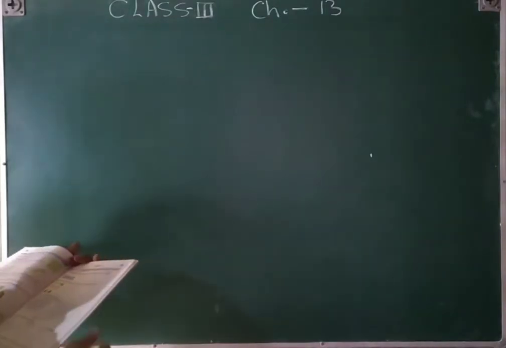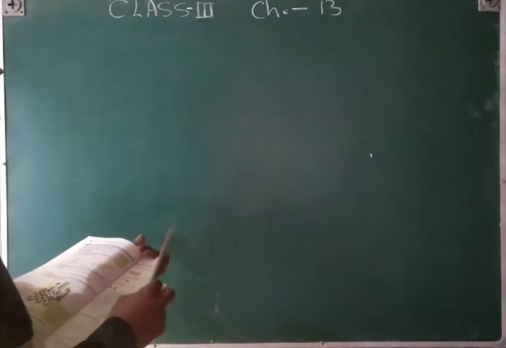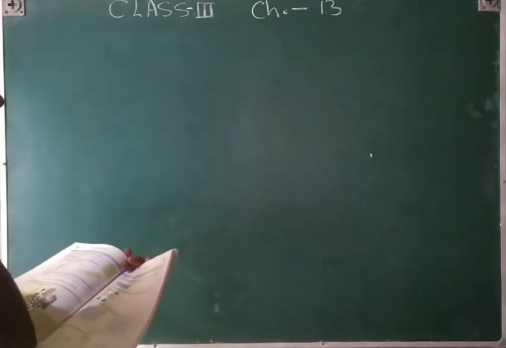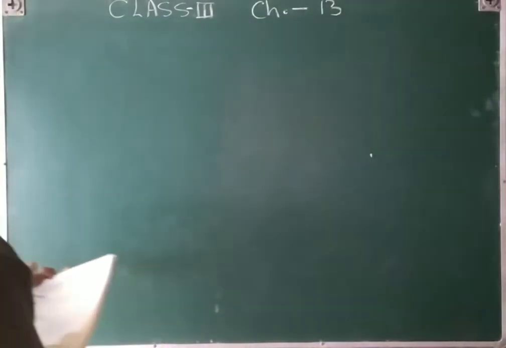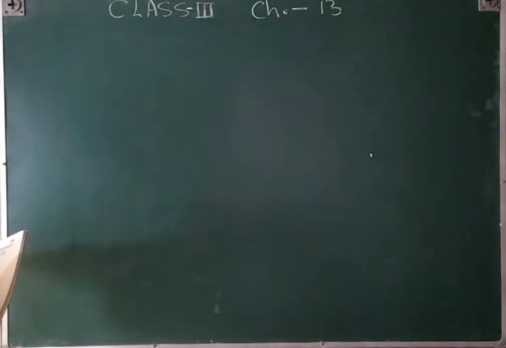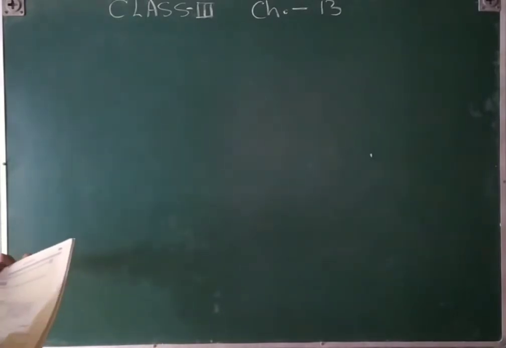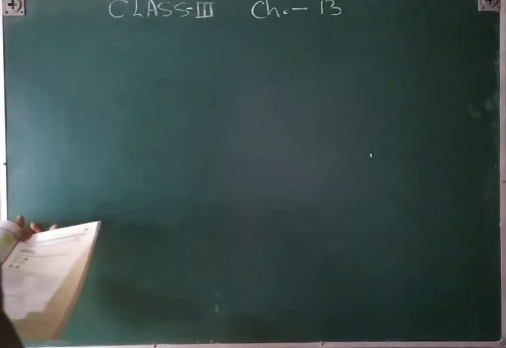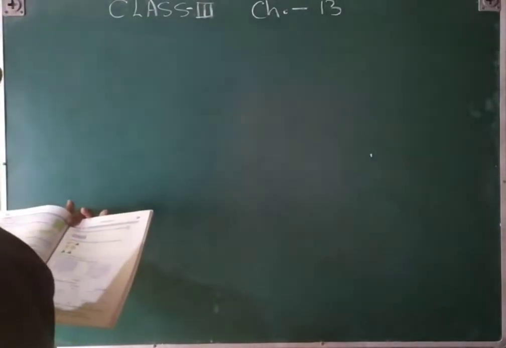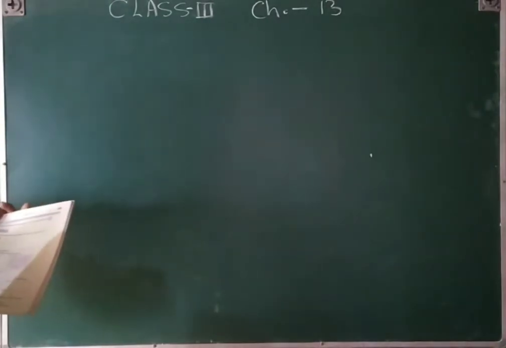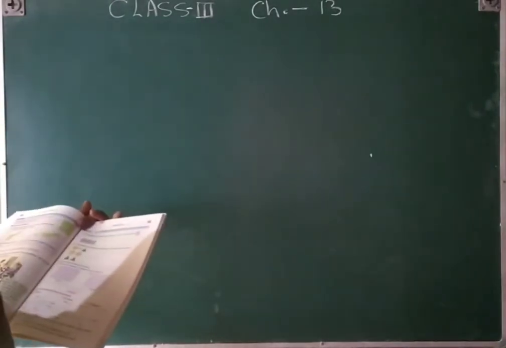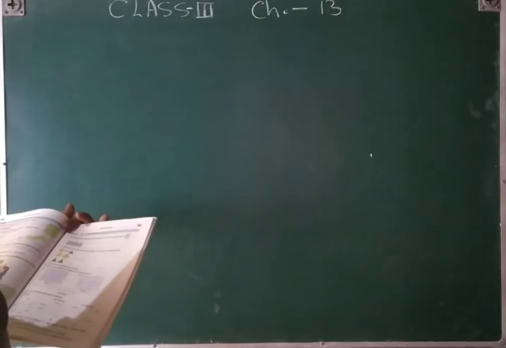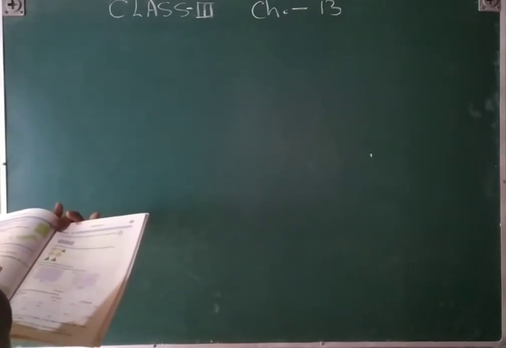Chapter 13, geometrical shapes. You know that many types of geometrical shapes you have seen in your house: tiles, door, window, cupboard, etc. These are geometrical shapes. So here, 13.1, question 1: complete the following tiling pattern of the floor by using the tiles.